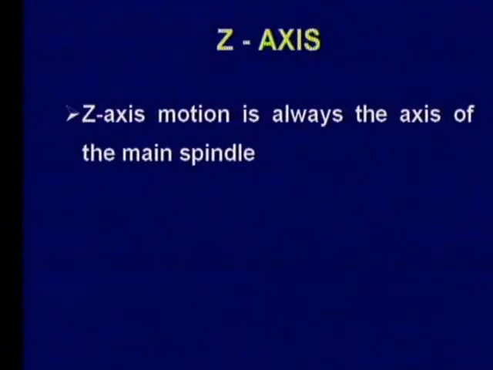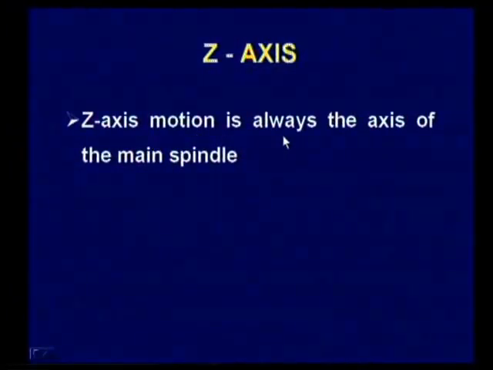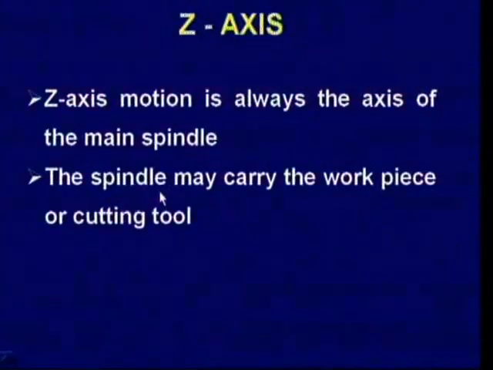Now, we will move to the next slide. Here, at first we will discuss the z axis. Z axis motion is always along the axis of the main spindle. The spindle may carry the workpiece or the cutting tool. If you take any machine, z axis is the axis which is going to be present in the machine. Out of the 3 axes x, y, z, all machines contain x and z axes. Y axis may or may not be present.